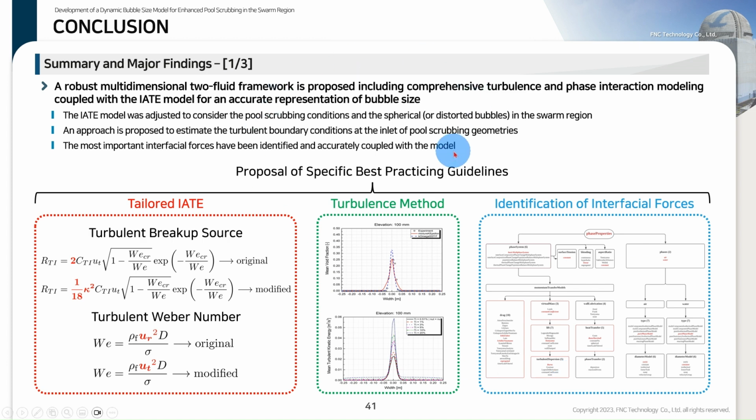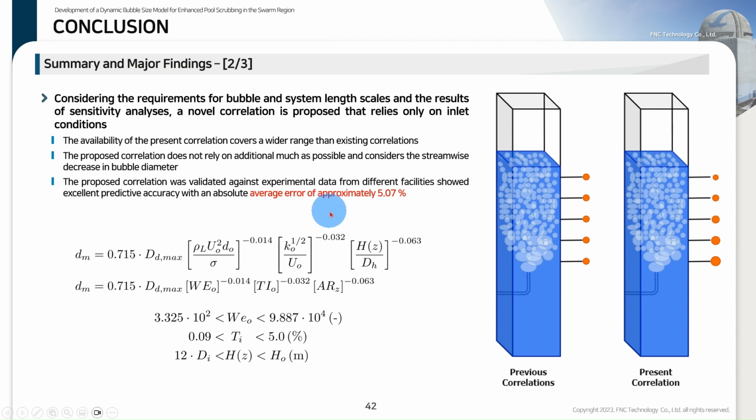Which brings me to the summary and the major findings. To summarize, a tailored interfacial area transport equation coupled with the two fluid model was used to introduce the best practice and guidelines for turbulence modeling and the interfacial forces to obtain the flow variables and the bubble diameter results. And using that, with the experimental data, a new correlation was proposed that accounts for the bubble size reduction along the pool here with an approximately 5% of average error.